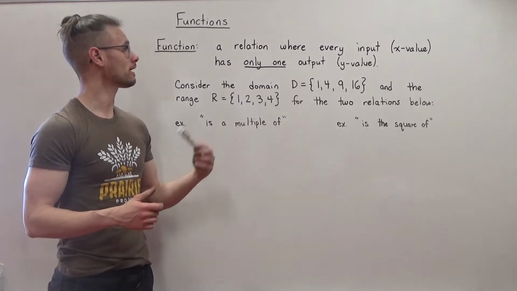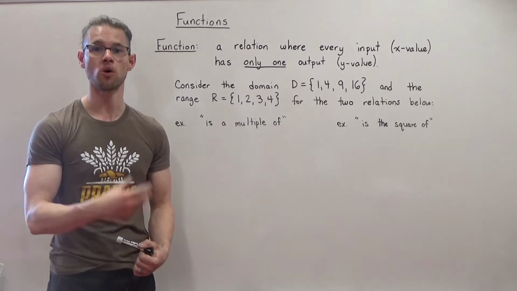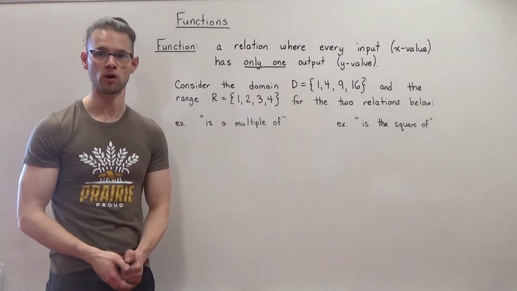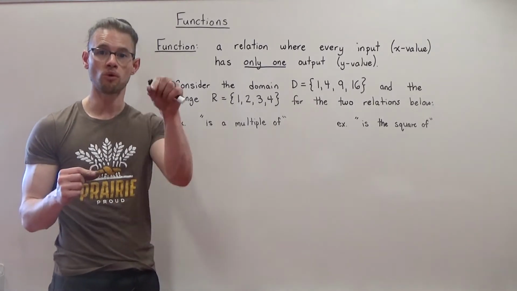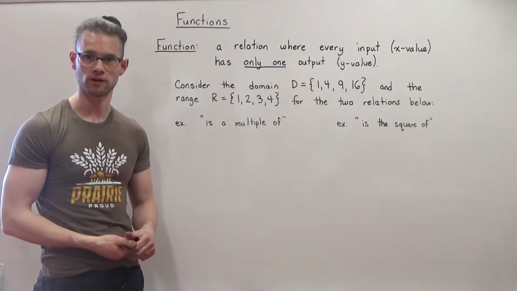So a function is just a specific type of relation where every x value produces only one y value, or every input produces only one output. Okay? In some relations, a single input produces more than one output. And we're going to use this example to illustrate that concept.